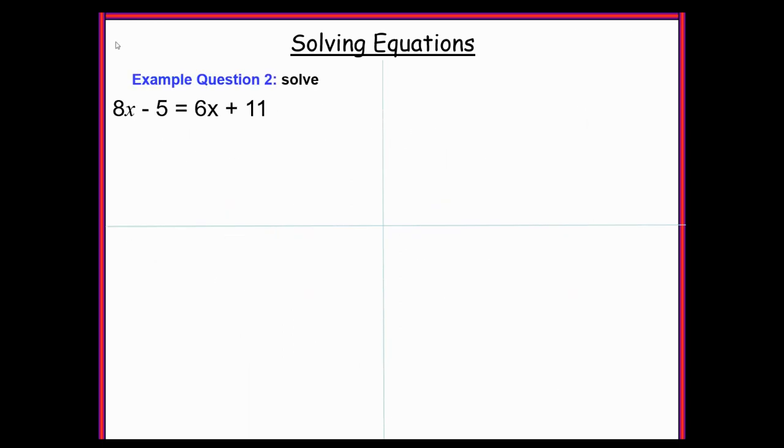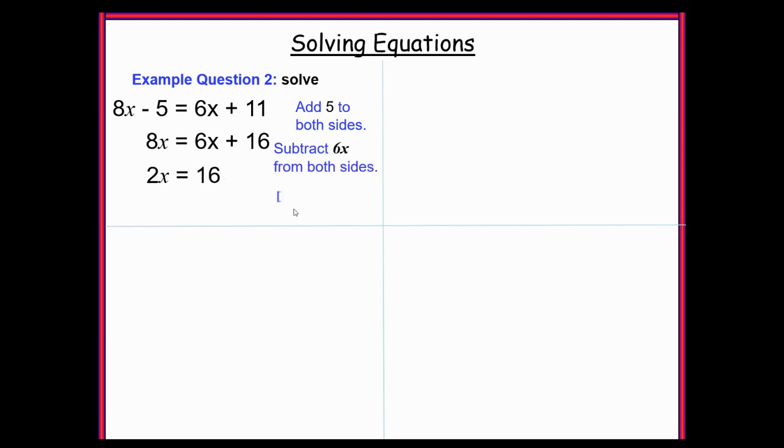So let's have a look at this. I'm going to move the minus 5, so I'll plus 5 and that will make it 16. Then I'll take 6x off of both sides, so that will become 2x equals 16. How many 2's? Divide by 2, 8.